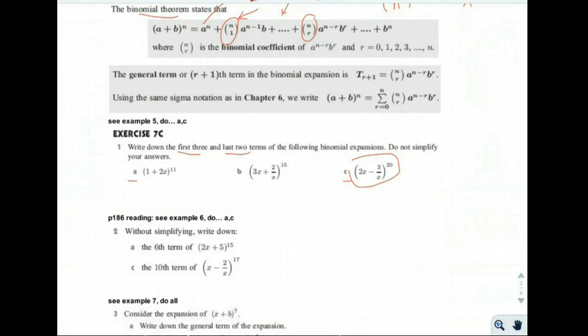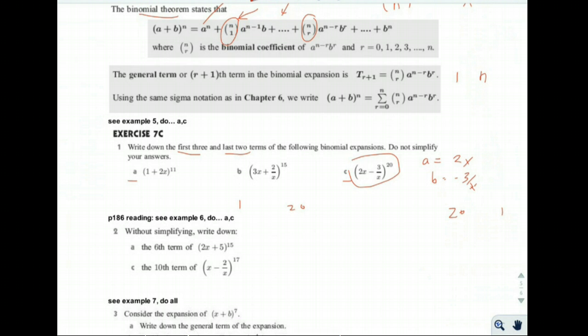Remember that the first 2 terms and the last 2 terms are kind of easy, because in Pascal's triangle, the first coefficient is 1. The second coefficient is just n. Now the third term is a little bit more difficult. First thing you need to do is identify what a and b are. A is equal to 2x, and b is equal to negative 3 over x. So basically this is (a plus b) to the 20th power. The first 2 coefficients are going to be 1 and 20, and the last 2 coefficients are going to be 20 and 1.